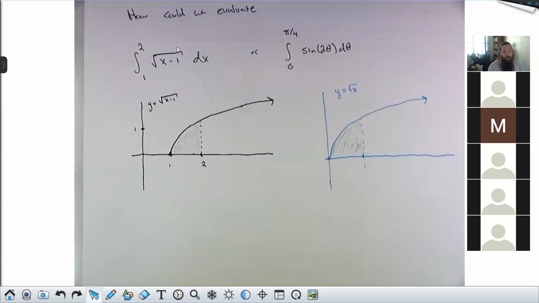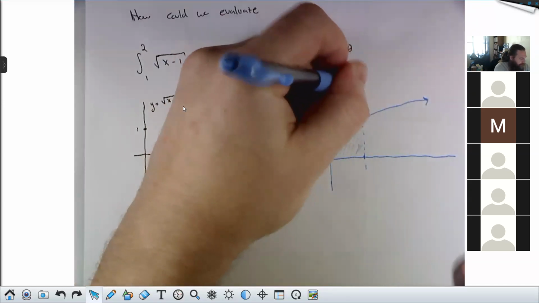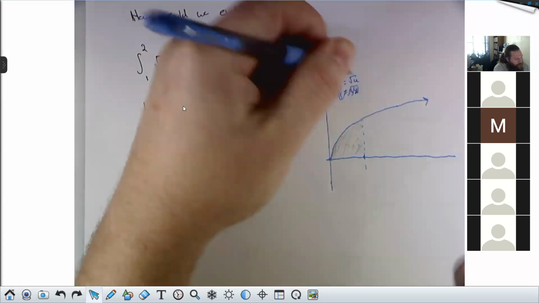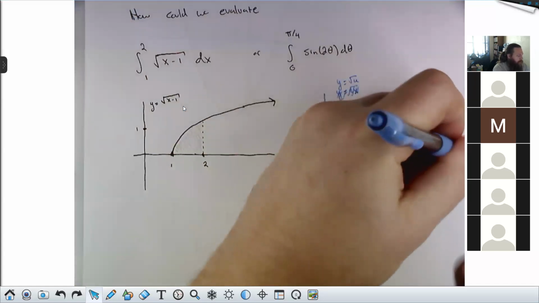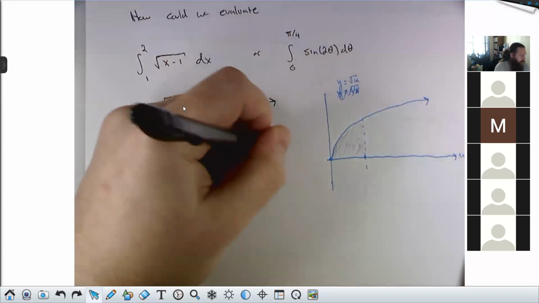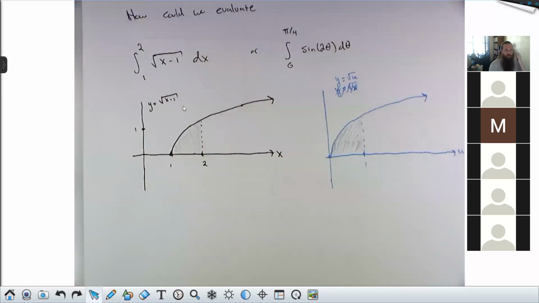So here's how you do this, which is this. You transform it into this. But the catch is, you don't want to use the same variable. So instead of calling this x, I say, hold up, I'm just going to call this the square root of u. I'm going to call this the u axis. You make what's called a change of variable or a substitution.